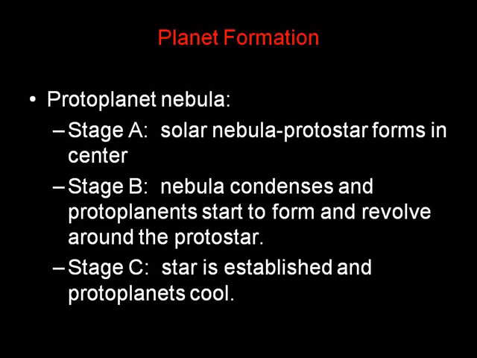They're formed from what are called protoplanet nebulas, and there are different stages to the life cycle of this nebula. First of all, you should know that nebulas are the birthplaces of stars, but sometimes you also have planets that are formed. Stage A is when the protostar forms in the center. At stage B, the nebula will condense and the protoplanets will start to form around the star and revolve around it. Stage C is when the star is established, no longer called a protostar, and the protoplanets cool and become planets.